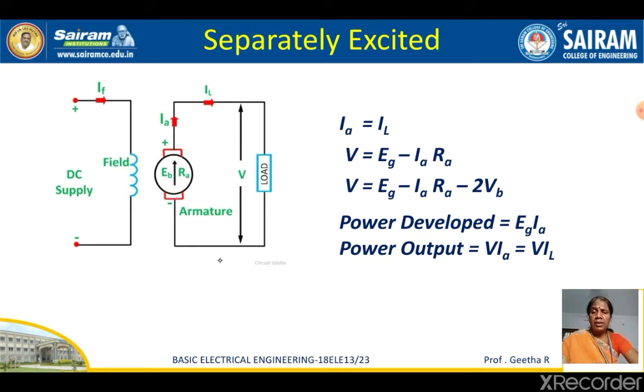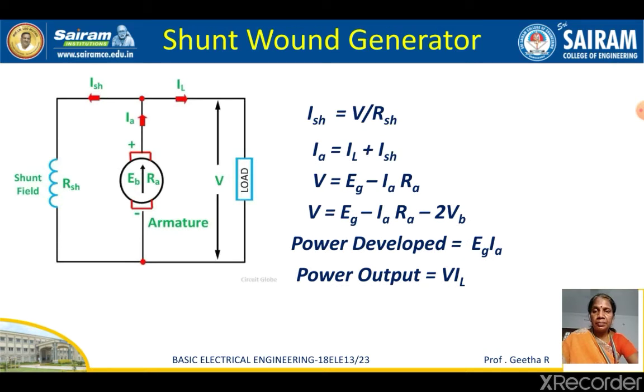this on the output side. The current is nothing but Ia as IL. So V into Ia gives you the power output. So V into Ia or V into IL you can write. Power developed is nothing but it is developed across the armature. The voltage is Eg, the current is Ia. So the product of voltage and current is nothing but the power developed across the armature.